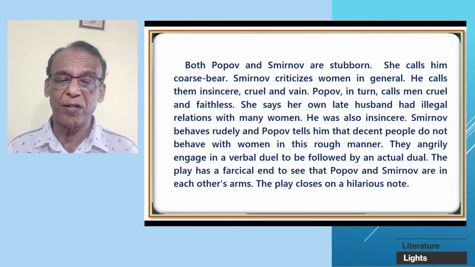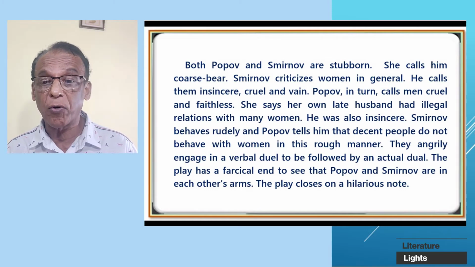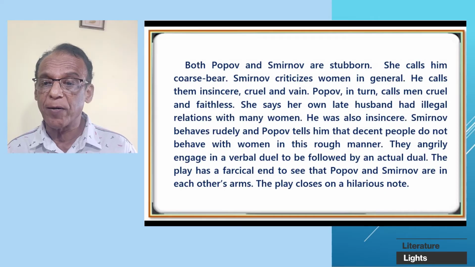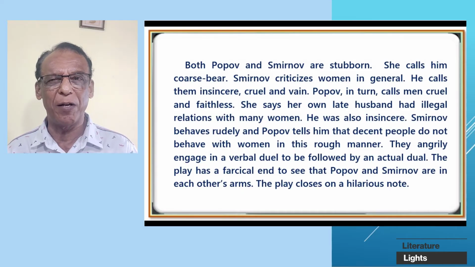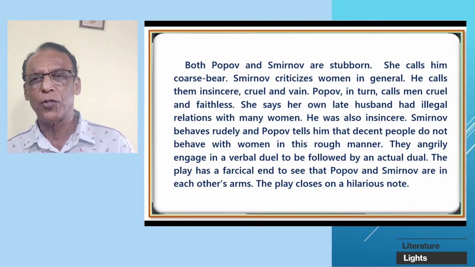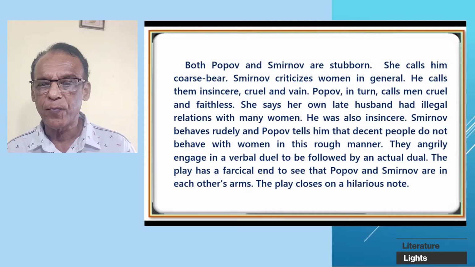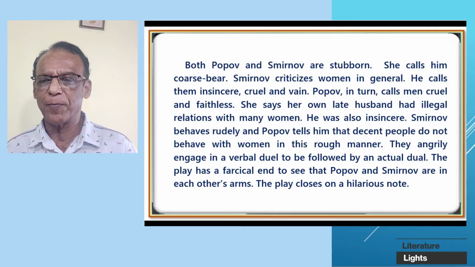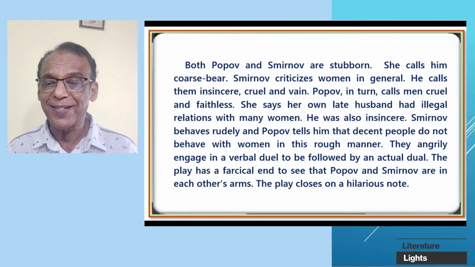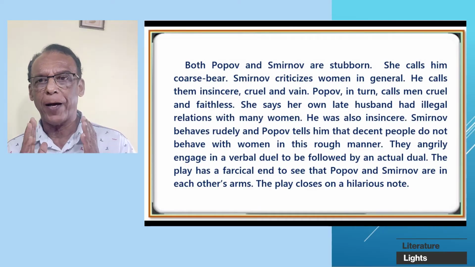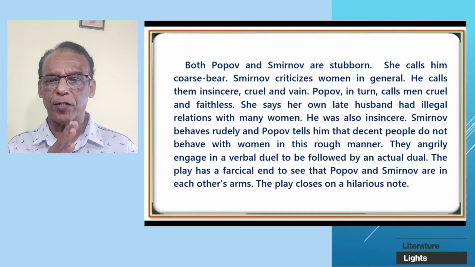He was also insincere. Smirnov behaves rudely, and Popov tells him that decent people do not behave with women in this rough manner. No, it is very bad to behave to women like this. They angrily engage in a verbal duel, a verbal fight, a war of words, to be followed by an actual duel. Come on, let us fight.